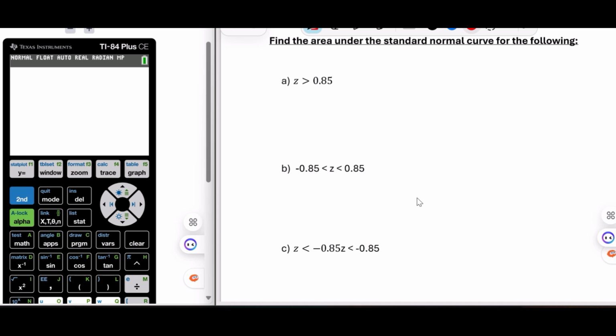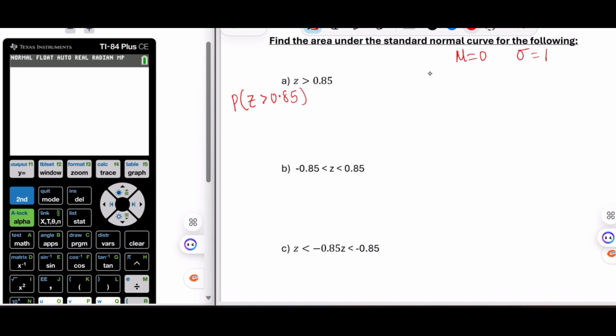In this video, I'll be explaining how to find the area under the standard normal curve for the following problems. Here, I want you to recall that for the standard normal distribution, the mean is always going to be 0 and the sigma is always going to be 1. Now, in this problem, we're interested in finding the probability that the random variable z is greater than 0.85.